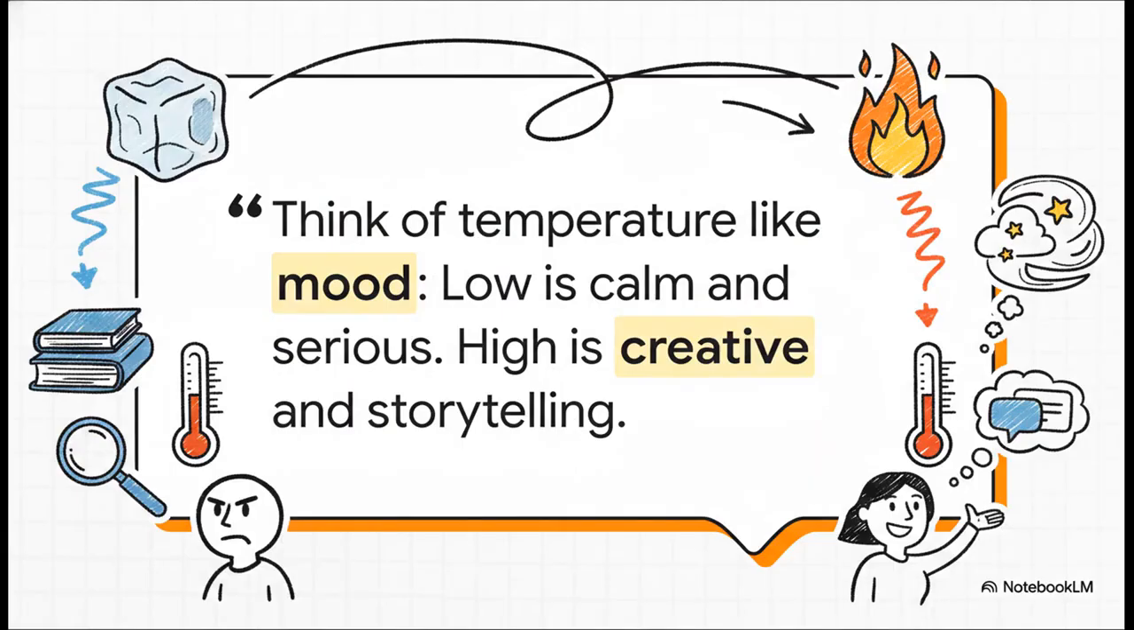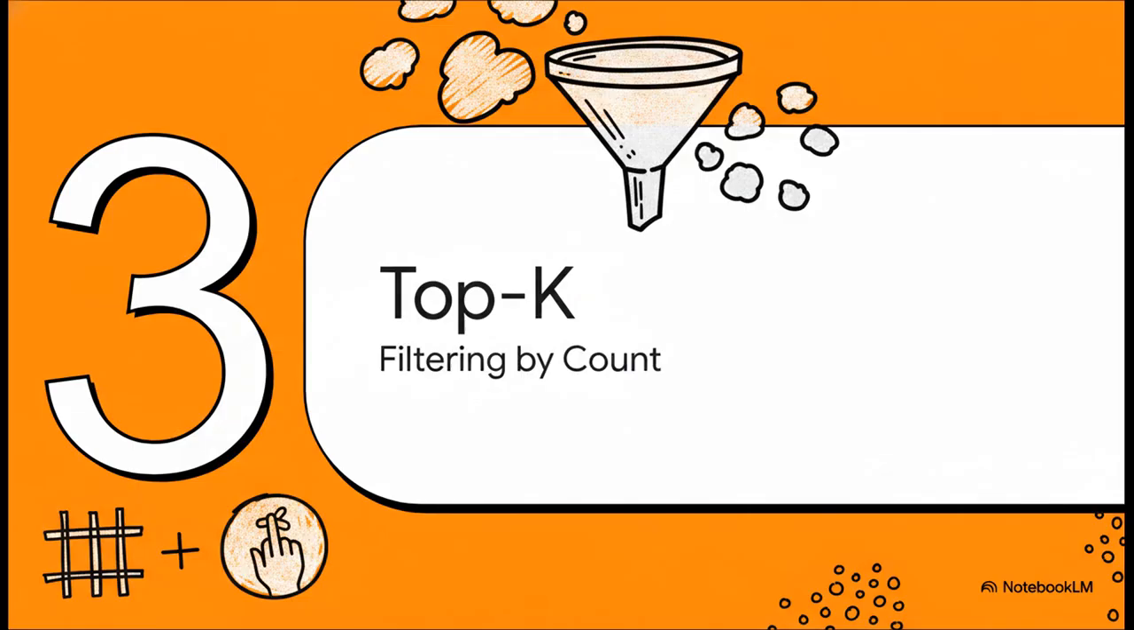Here's a perfect analogy for it. A low temperature puts the AI in a kind of exam mode. It's focused, it's serious, it's just trying to get the facts right. But a high temperature switches it over to storytelling mode, where it's willing to take some risks and explore more imaginative paths. Next up, we have top K.